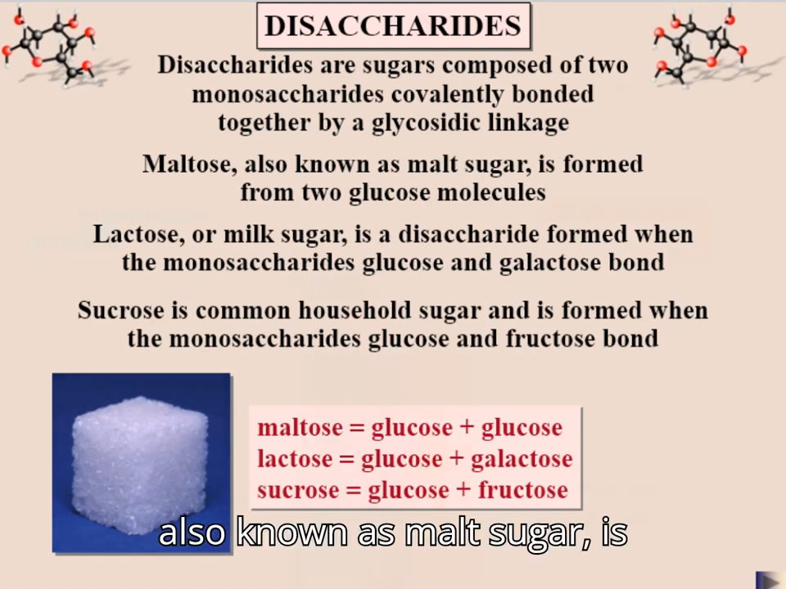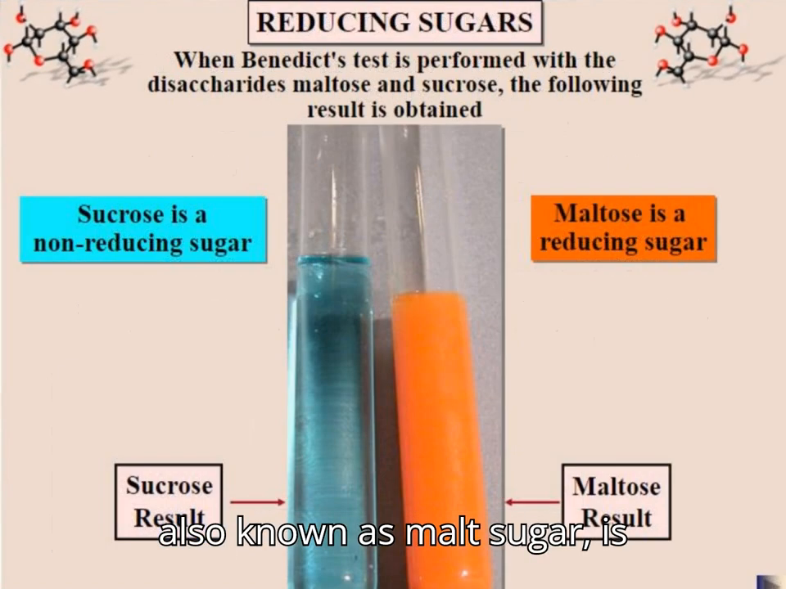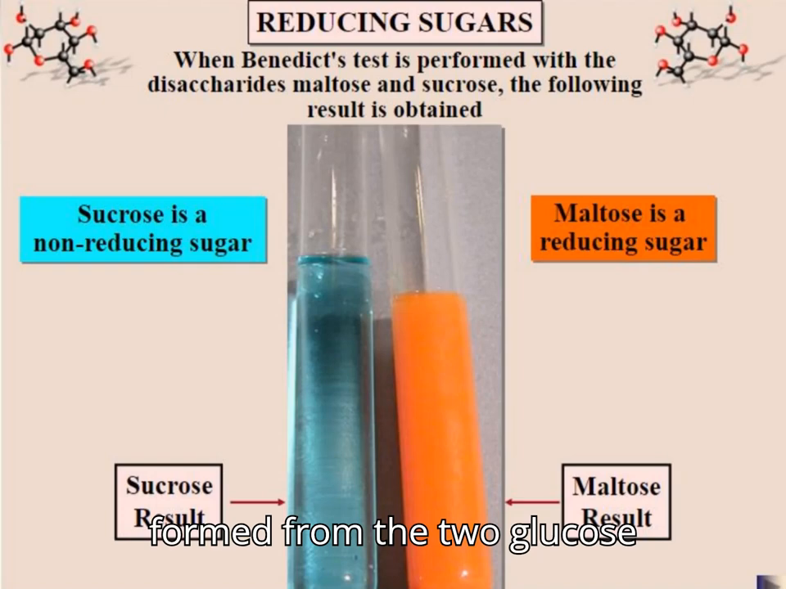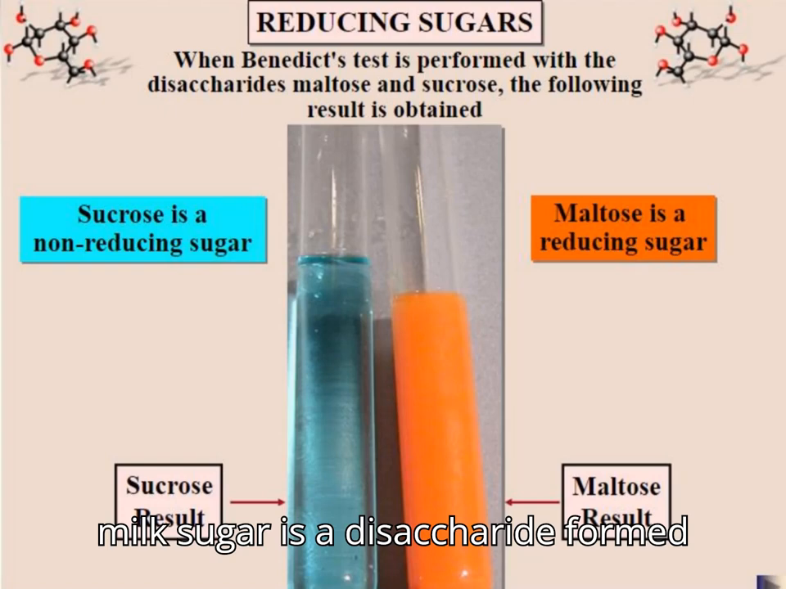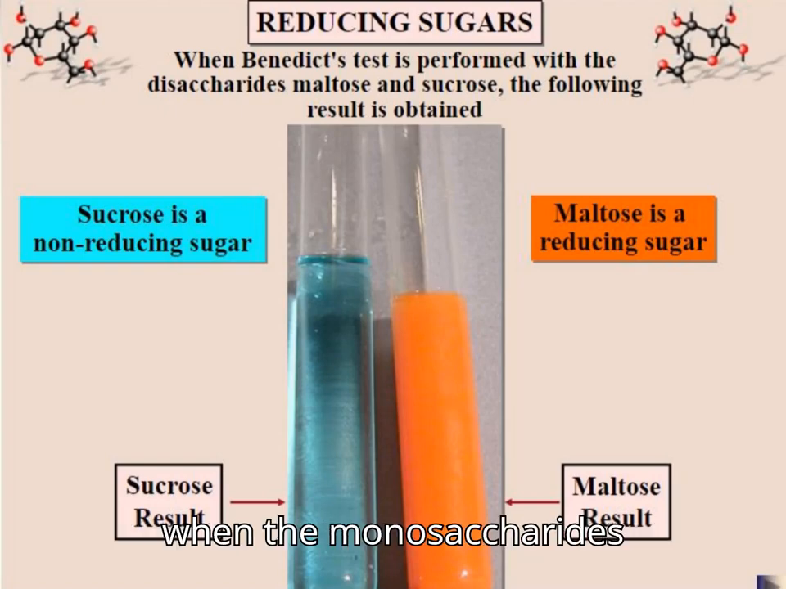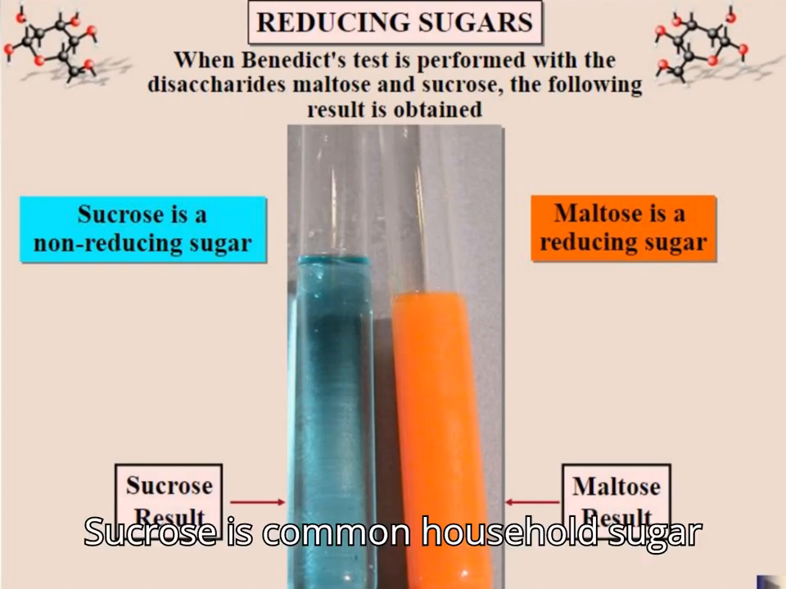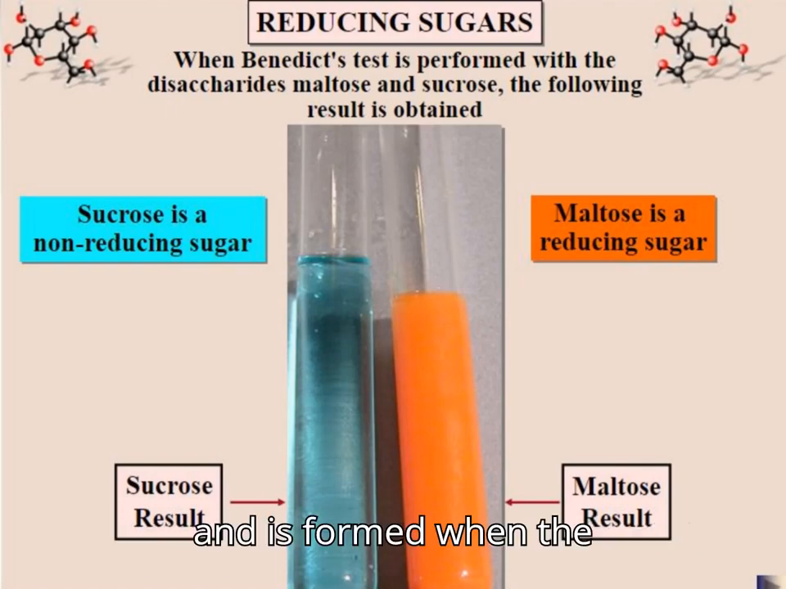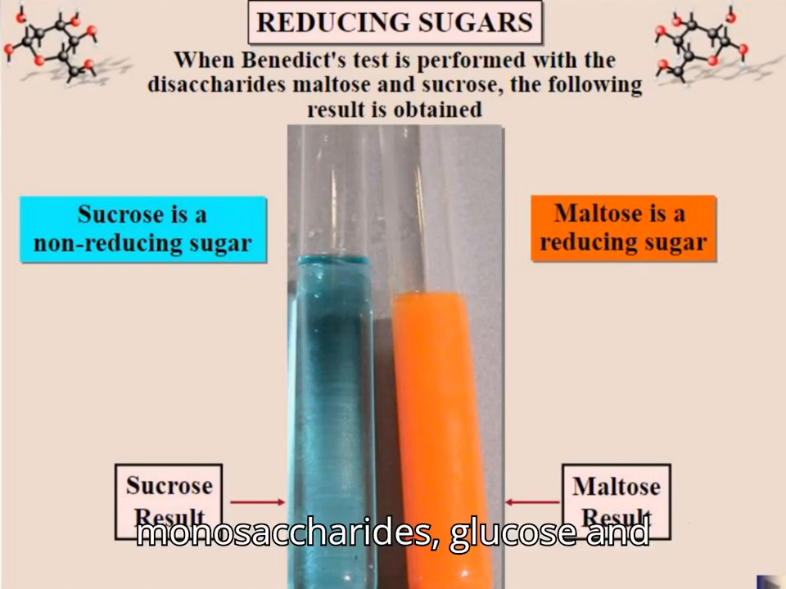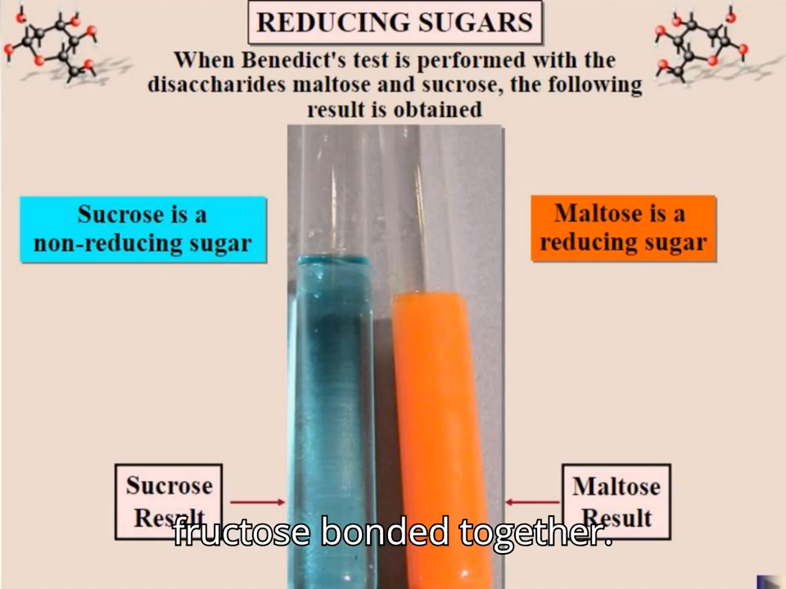Maltose, also known as malt sugar, is formed from two glucose molecules. Lactose, or milk sugar, is a disaccharide formed when the monosaccharides glucose and galactose bond. Sucrose is common household sugar and is formed when the monosaccharides glucose and fructose are bonded together.